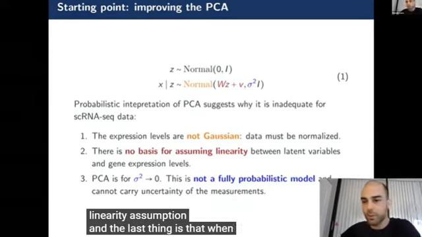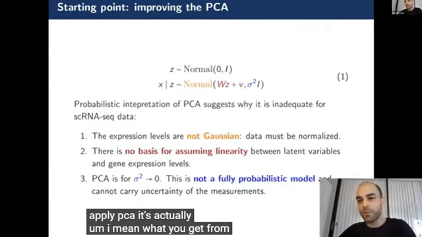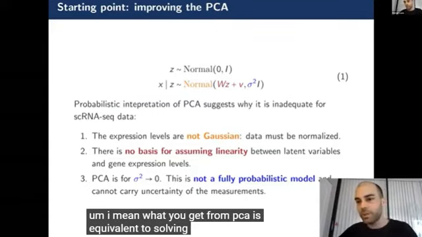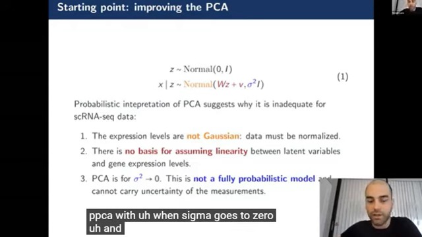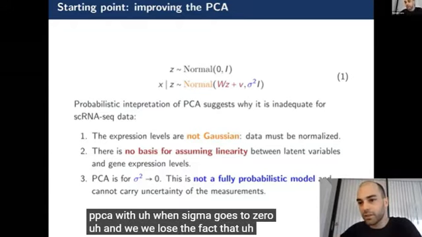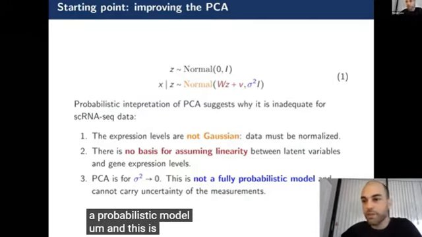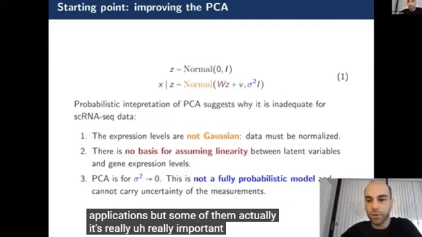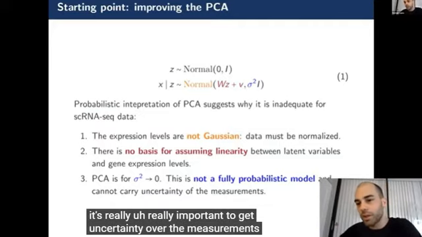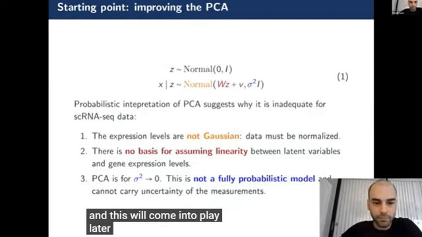Then the last thing is that when people apply PCA, what you get from PCA is equivalent to solving PPCA when sigma goes to 0. And we lose the fact that we were working in the first place with a probabilistic model. This is fine for many applications, but for some of them it's really important to get uncertainty over the measurements, especially for differential expression. And this will come into play later.